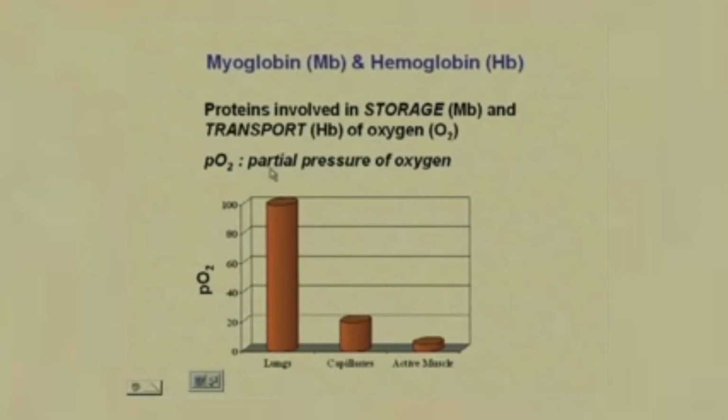If we look at the partial pressure of oxygen, the partial pressure of oxygen in the lungs is the highest. Why? Because we breathe in oxygen that goes to the lungs and is passed through the capillaries, through the active muscle, where the oxygen is required for our activities. So, in the lungs we have the largest partial pressure of oxygen, followed by the capillaries, followed by the active muscle.